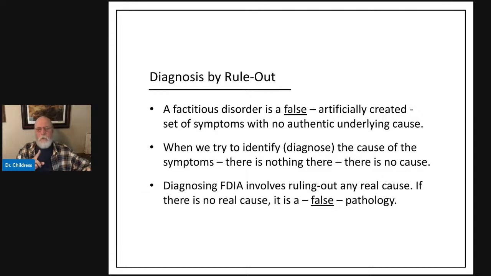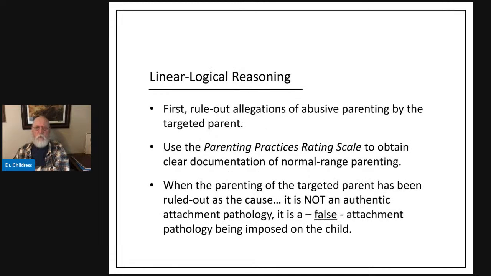So diagnosing FDIA involves ruling out any real cause. And if there is no real cause, then it must be a false pathology. Either it's a true pathology and there's a true cause, or it's a false pathology and it's a factitious disorder, one way or the other. So here's the linear logical line of reasoning on the diagnosis.